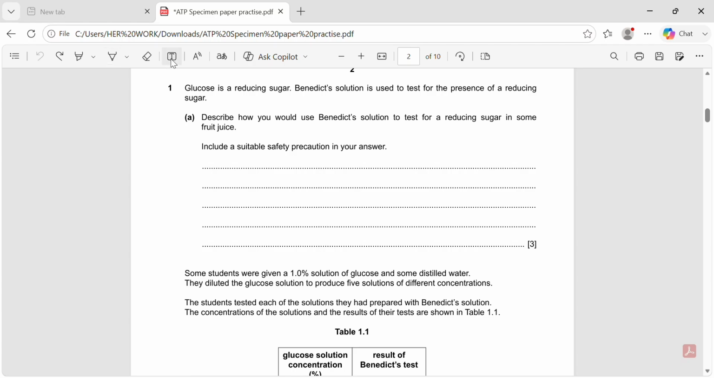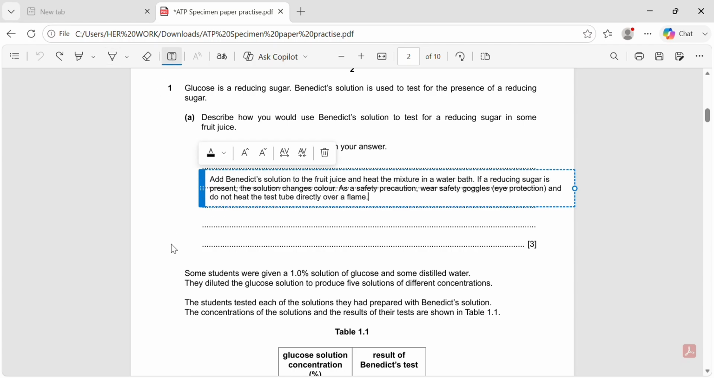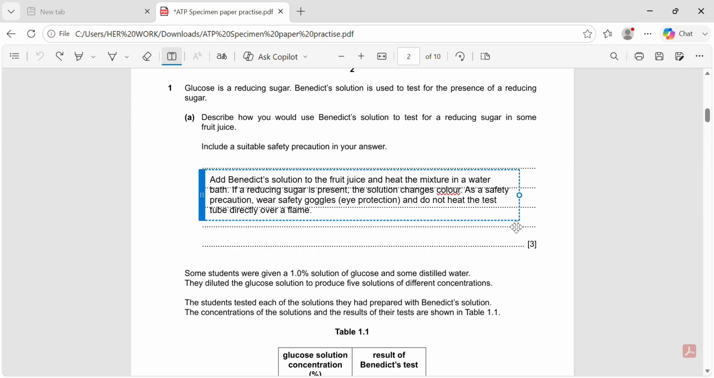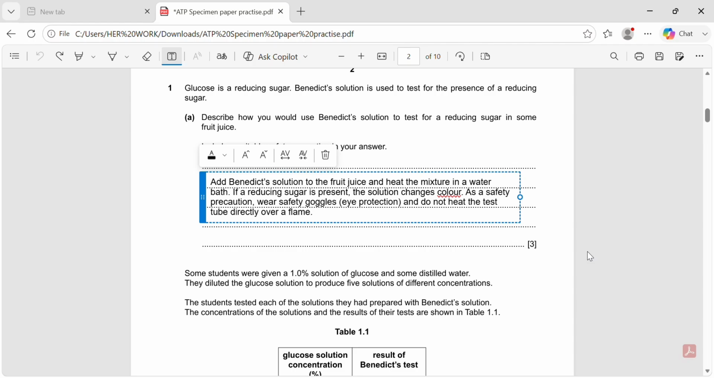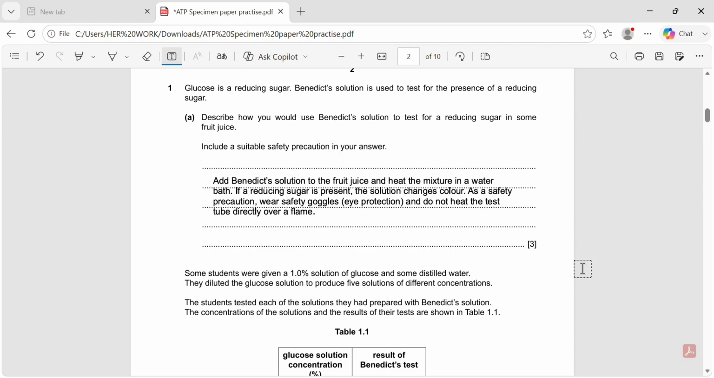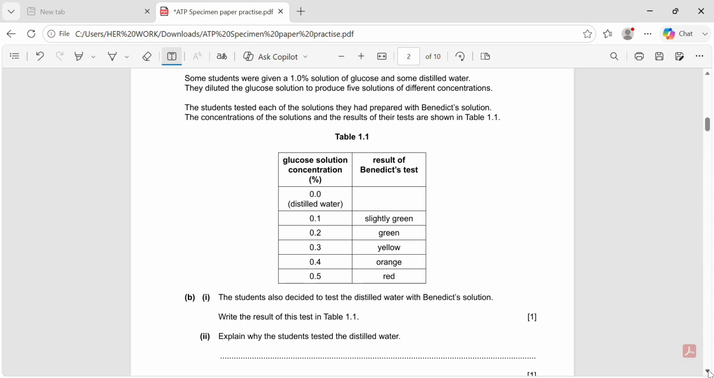So the answer we write is, add Benedict's solution to the fruit juice and heat the mixture in a water bath. If a reducing sugar is present, the solution changes color. As a safety precaution, wear safety goggles and do not heat the test tube directly over a flame. The next question asks, the students also decided to test the distilled water with Benedict's solution. Write the result of this test in table 1.1. Since distilled water contains no reducing sugar, Benedict's solution will show no color change and remain blue. So the answer we write is, blue.